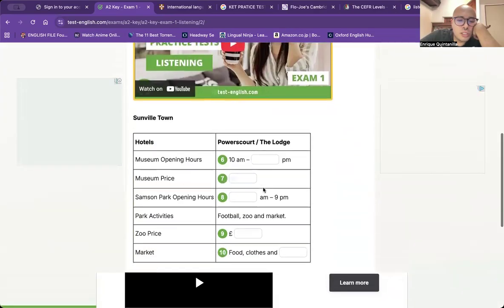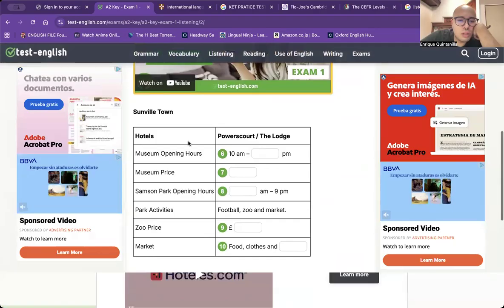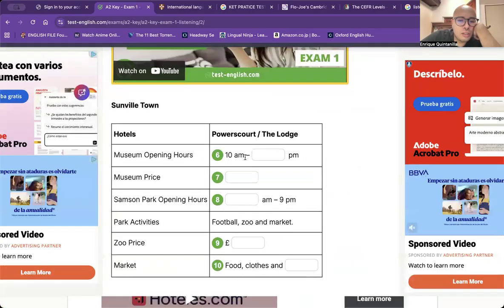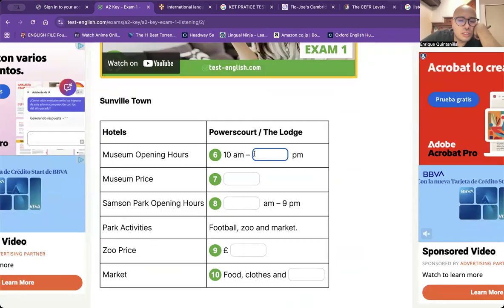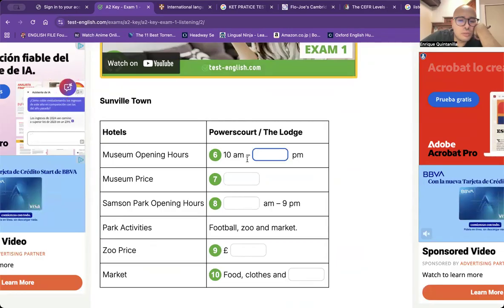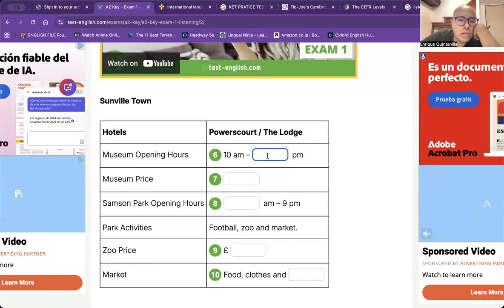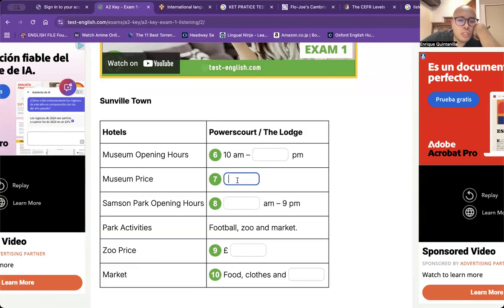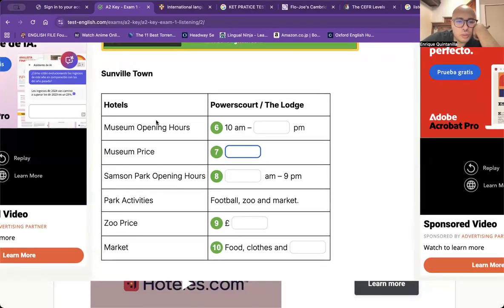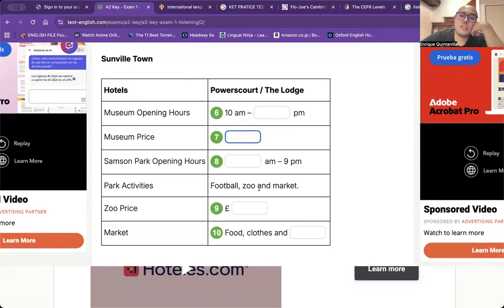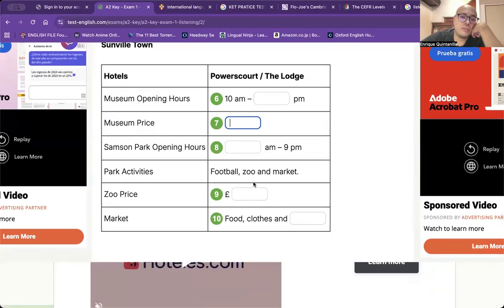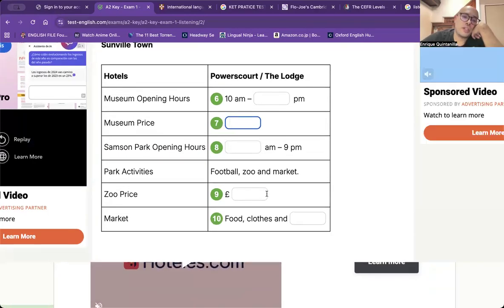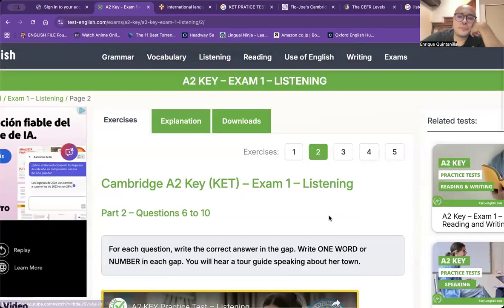For example, the second listening is about filling the gap, or you have gaps here. You have to listen carefully in order to get the information right, or complete the information according to the audio. For example, here it's talking about hotels. Here you have to answer with the time, with places, with hours, with activities, with nouns, or something like that.